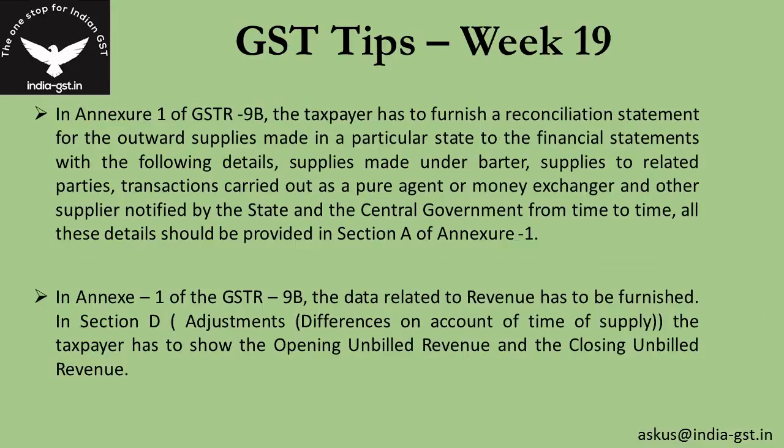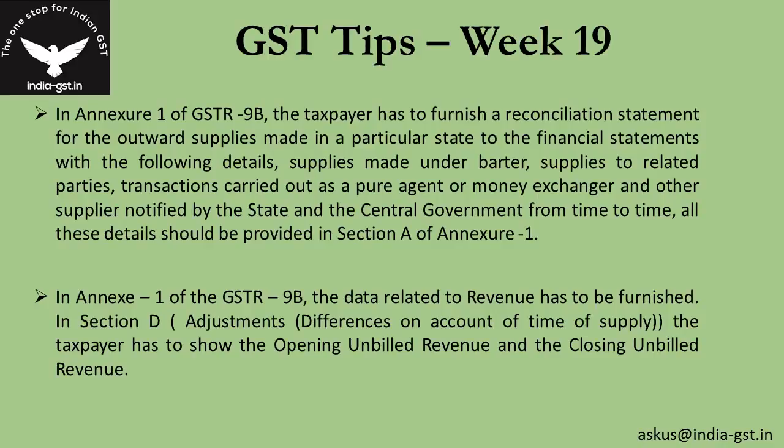In Annexure 1 of GSTR-9B, the taxpayer has to furnish a reconciliation statement for the outward supplies made in a particular state to the financial statements with the following details: supplies made under barter, supplies to related parties, transactions carried out as a pure agent or money exchanger, and other supplies notified by the state and the central government from time to time. All these details should be provided in Section A of Annexure 1.